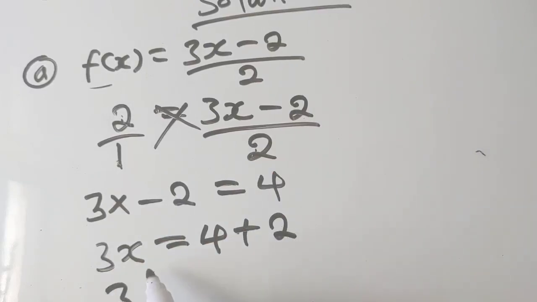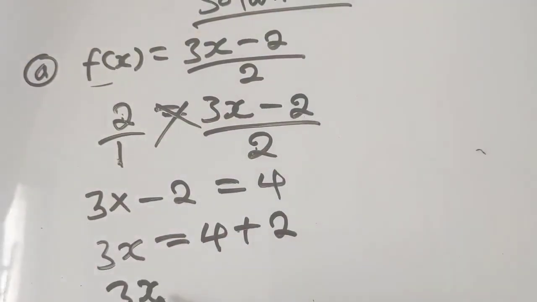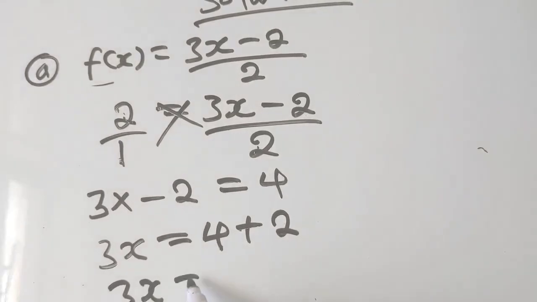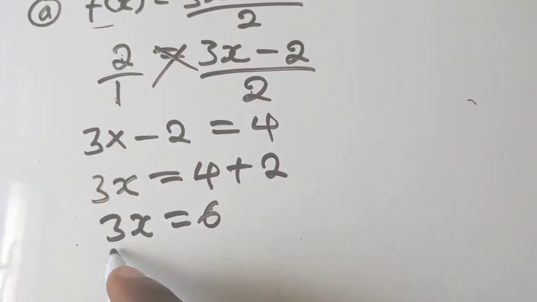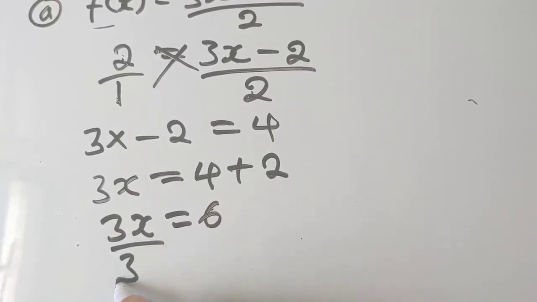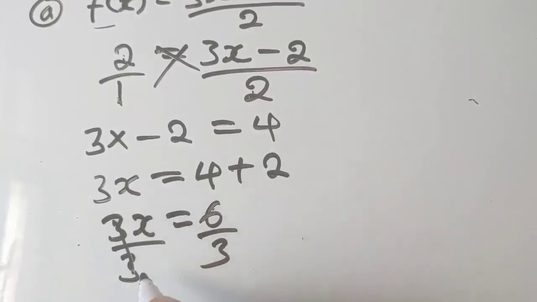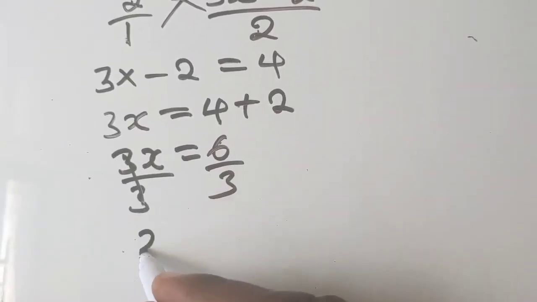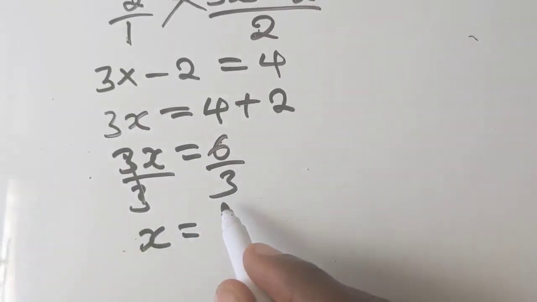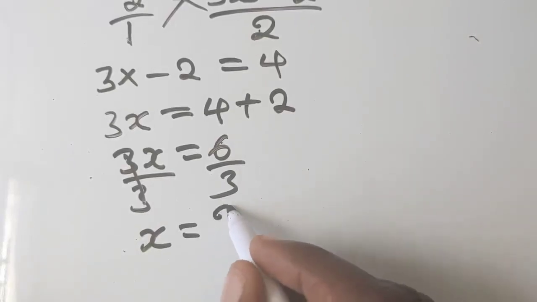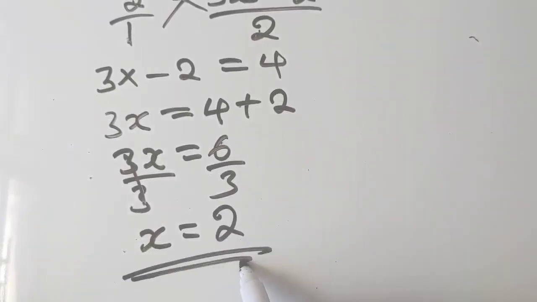Then it will be 3x, okay? 3x is equal to what? 4 plus 2, that is 6. Then divide by 3 on both sides to get rid of what? The 3 next to x. So x is equal to what? 6 divided by 3. You find that the answer is 2.